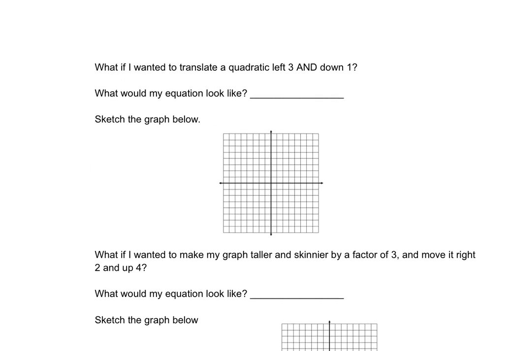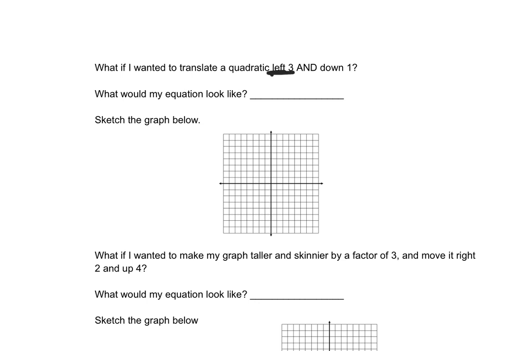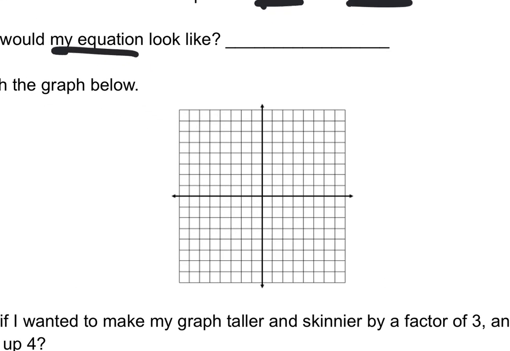All right, so we're going to do our parent function. We're going to take our parent function and move it left 3 and down 1. What would my equation look like first? Well, before we even do our equation, let's put our parent function on there: 0, 0, our 1s, 2, 4. It just helps to see where we're going and what we're doing, and our points that we're actually going to be moving.